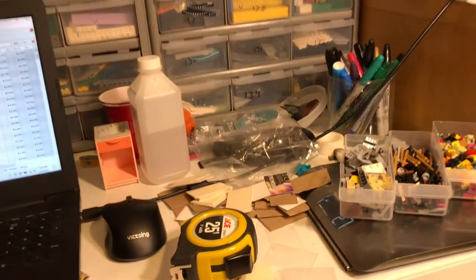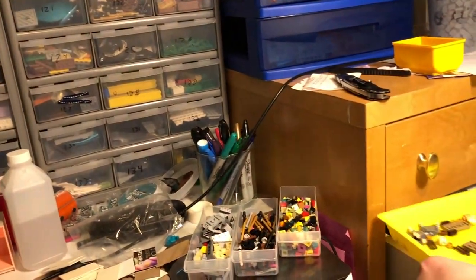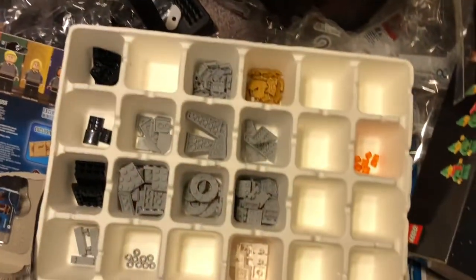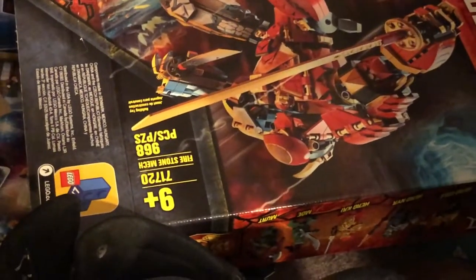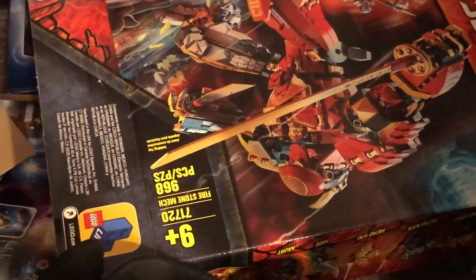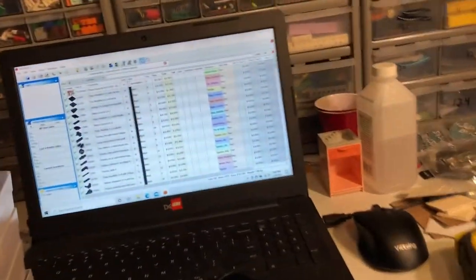I'm going to be doing a video that's a little bit different. As you can see, I'm kind of in the middle of like five different things right now. Over in these advent calendar trays, I have three copies. I don't remember exactly how many copies. I think it was just two of the Firestone mech set, and there's quite a few lots in that set. Excuse the mess, it's been crazy.